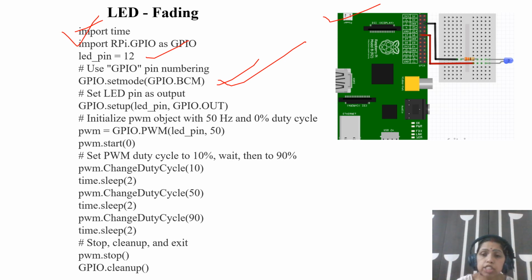So I have to send logic 1, so I have to configure it like this. This is an output mode. So GPIO.setup(LED_pin, GPIO.OUT).